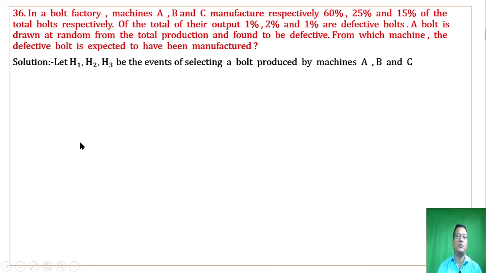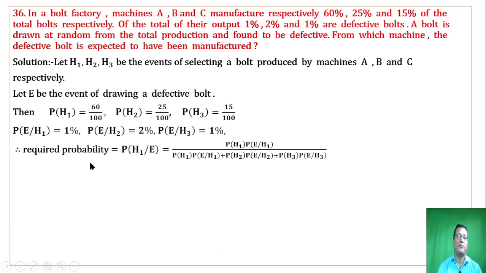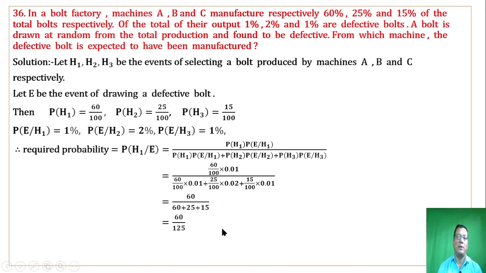Let H1, H2, H3 be the events of selecting a ball produced by machines A, B, and C respectively. Let E be the event of drawing a defective ball. Then P of H1 is this, P of H2, P of H3. P of E by H1, P of E by H2, P of E by H3. We get this. The required probability P of H1 by E is this, by Bayes theorem. We have this.